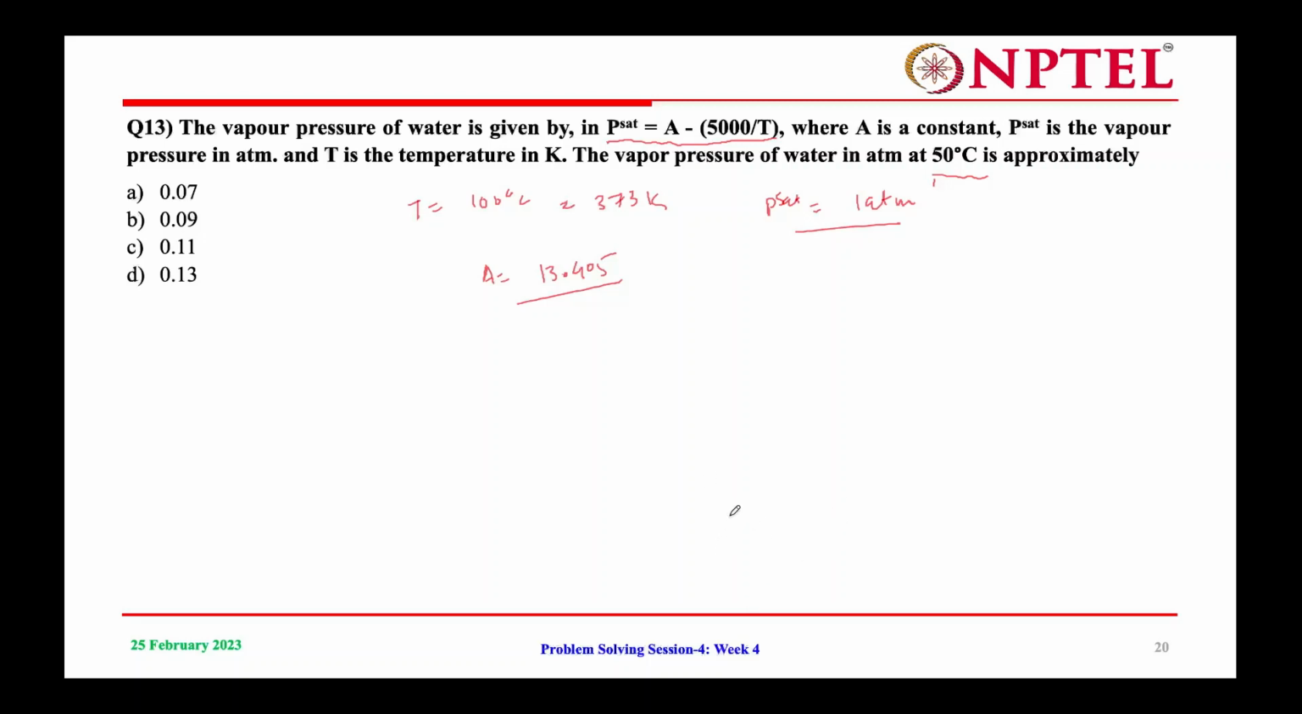One minute. 13.405 minus... Yes, sir, it is coming good. 323. Sorry, there is some mistake here. Here it is ln Psat. Please check it. This is ln. Okay.